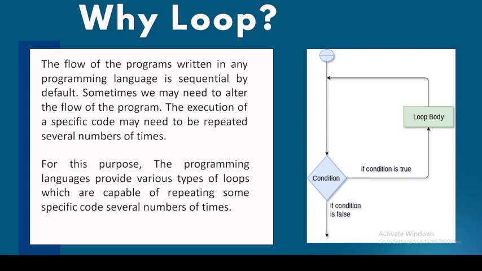Look at your flowchart here. When the program starts, it checks whether the condition is true or false. If the condition is false, it goes outside of the loop. If the condition is true, it executes the loop body. Again it checks the condition. If the condition is false, it goes outside. If the condition is true, it executes the loop body again. So this is a common flowchart for a loop. When the condition is false, it goes outside, and until it becomes false, it keeps executing.